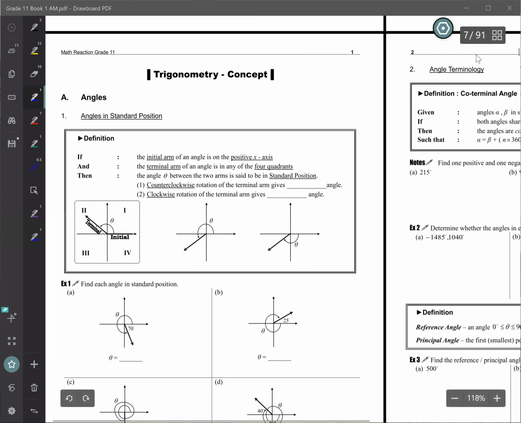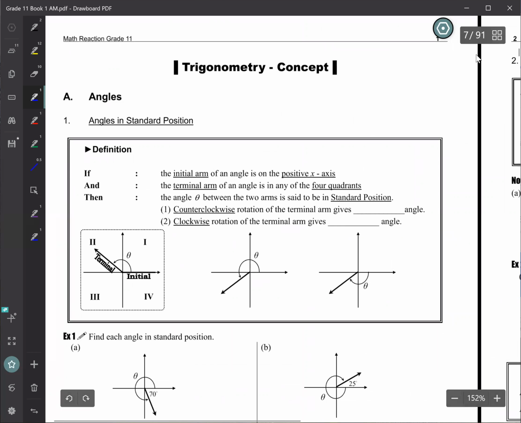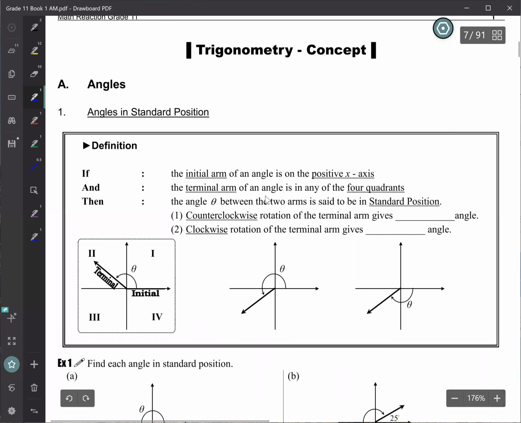So page 1. Can I have Colin? Can you read the part 1? Angles in standard position. If the initial arm of an angle is on the positive x-axis, and the terminal arm of an angle is in any of the 4 quadrants, then the angle theta between the 2 arms is said to be in standard position. Okay, thank you. We can stop there.